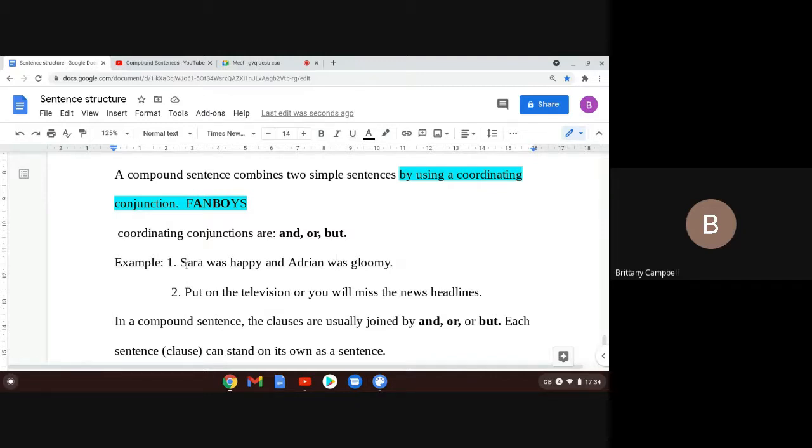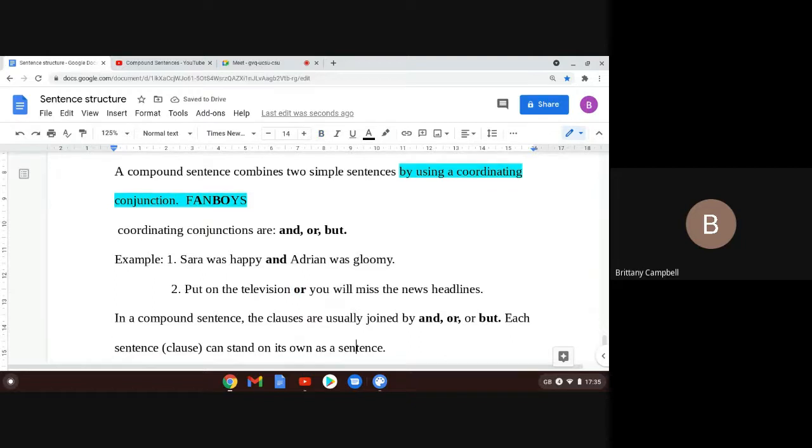Example number 1. Sarah was happy and Adrian was gloomy. Another example here. Put on the television or you will miss the news headlines. So if you don't turn on the television, for sure you're going to miss the news headlines. All right? And I'm pretty sure that you're able to think about your own meaningful sentences, right?